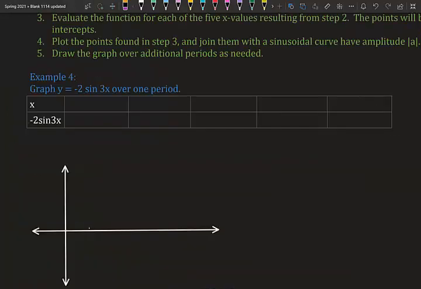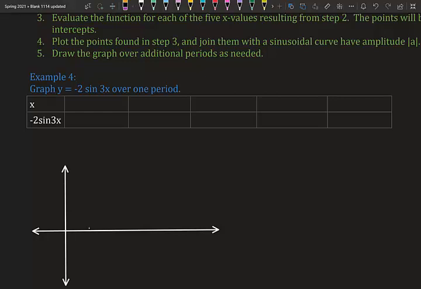The table should only look like this, so just scratch out the first 2 columns. That's pointless to do it that way. It's only supposed to look like this. So we're going to graph it over 1 period. Now this is where I want you to pause the video and try this on your own. It's going to be a little difficult. Be careful with that -2 in the front. So if it's negative, you should go down to -2 first. Okay, pause it, try it.